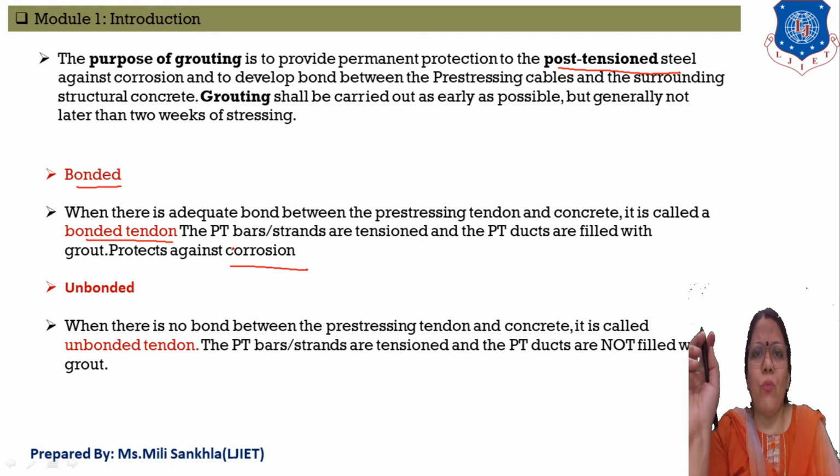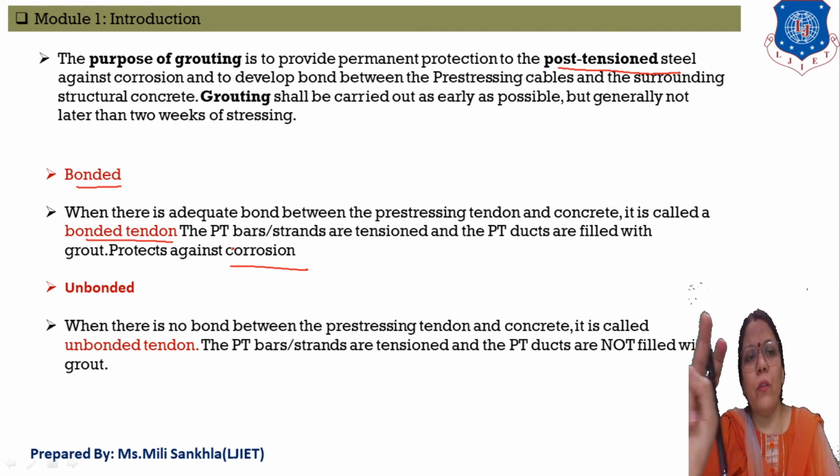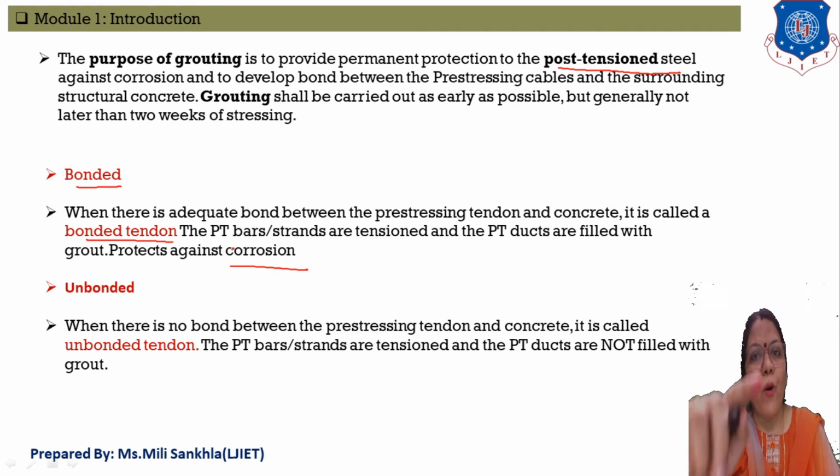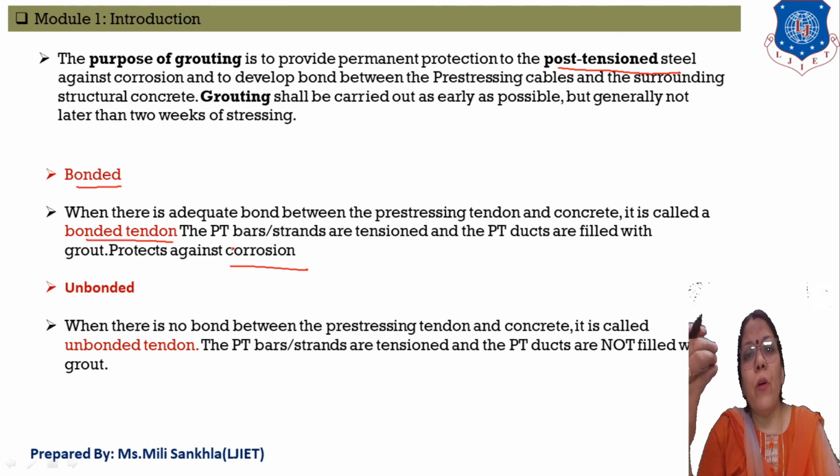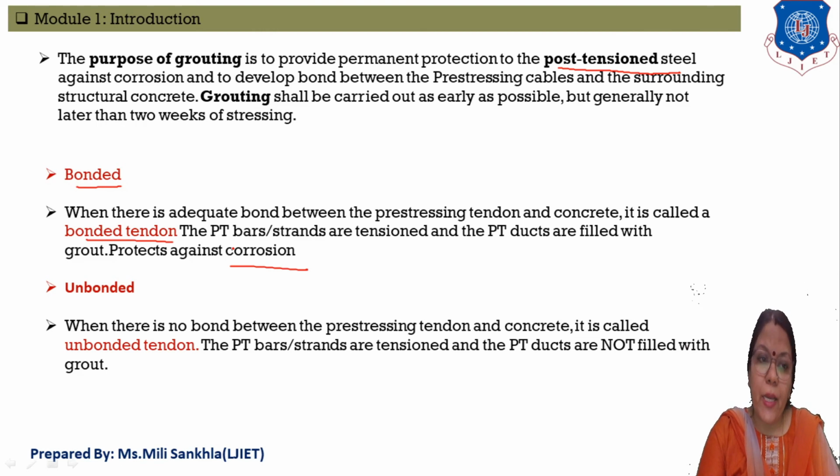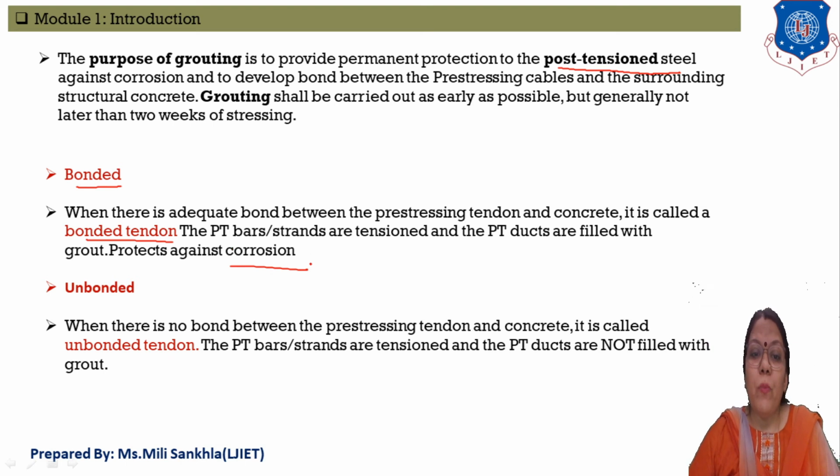First, you only need to learn two words, bonded and unbonded. Bonded means there will be a bond between steel and concrete, and grouting will be done to prevent corrosion of reinforcement. Second, unbonded means there is no bond between the pre-stressing tendons and concrete. Here there is no bond between concrete and steel, and that is known as unbonded tendons.